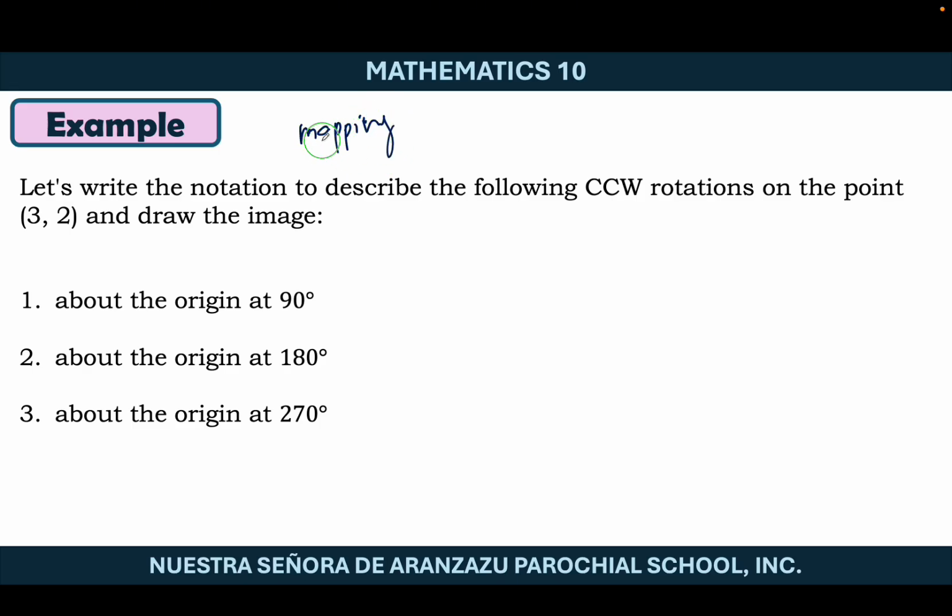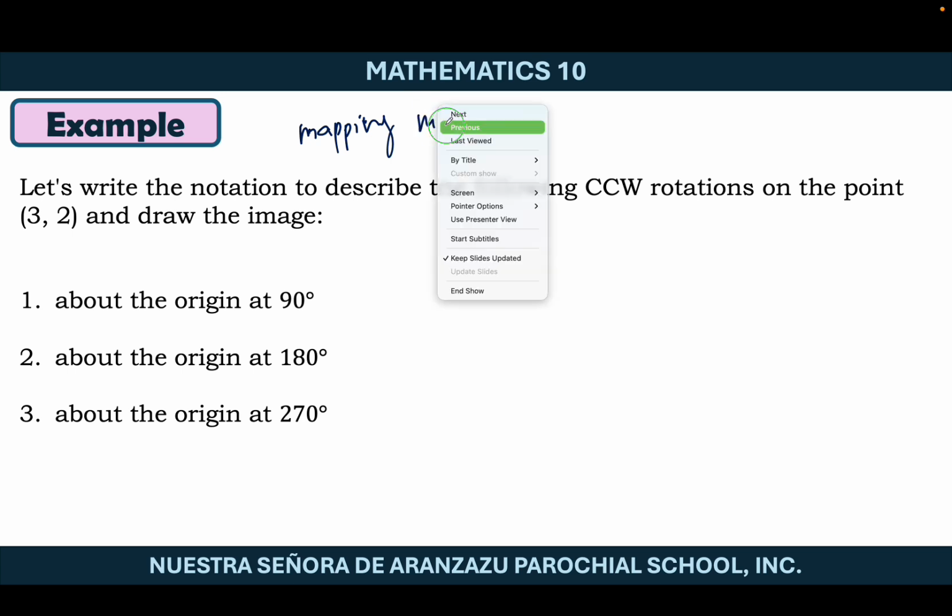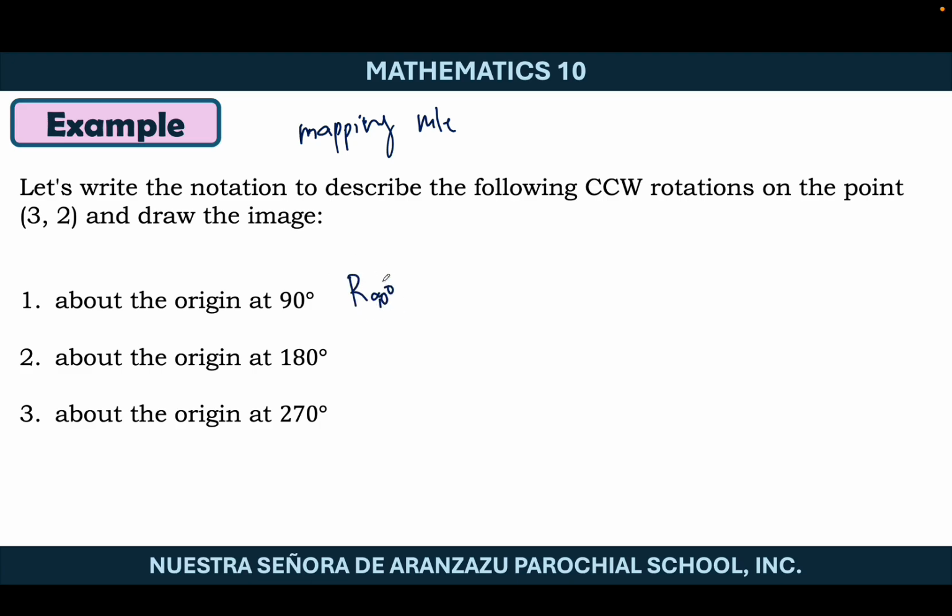Kapag sinabi nating mapping rule, we're going to make a notation on the given angle of rotation. So, dito, sabi dito about the origin at 90 degrees. So, the rotation is 90 degree. So, from the given point, x, y, so we have to indicate pala the direction. So, this is counterclockwise. So, ano ba yung rule natin kapag 90 degrees counterclockwise? So, we switch their position, y, x, then change the sign of your y. So, it becomes negative y, x.